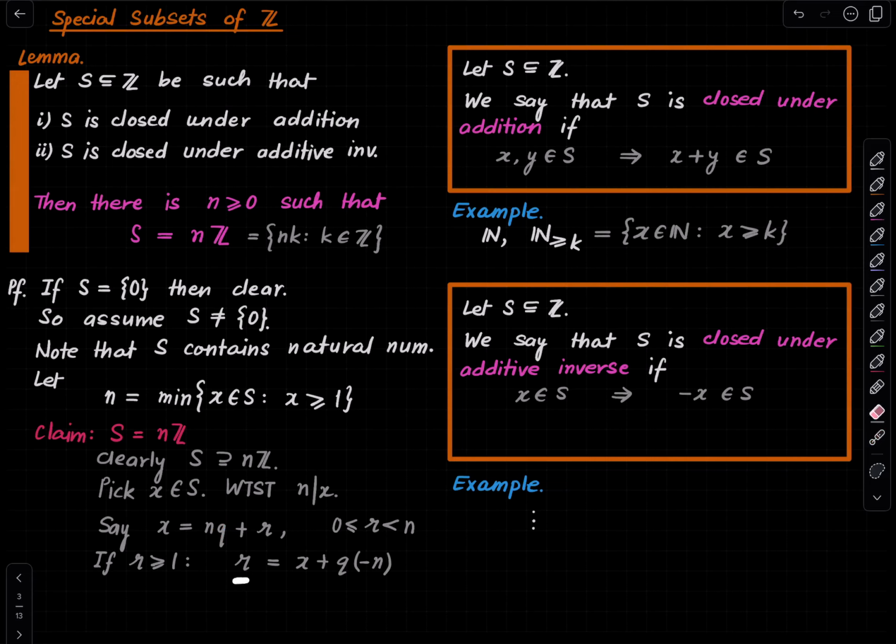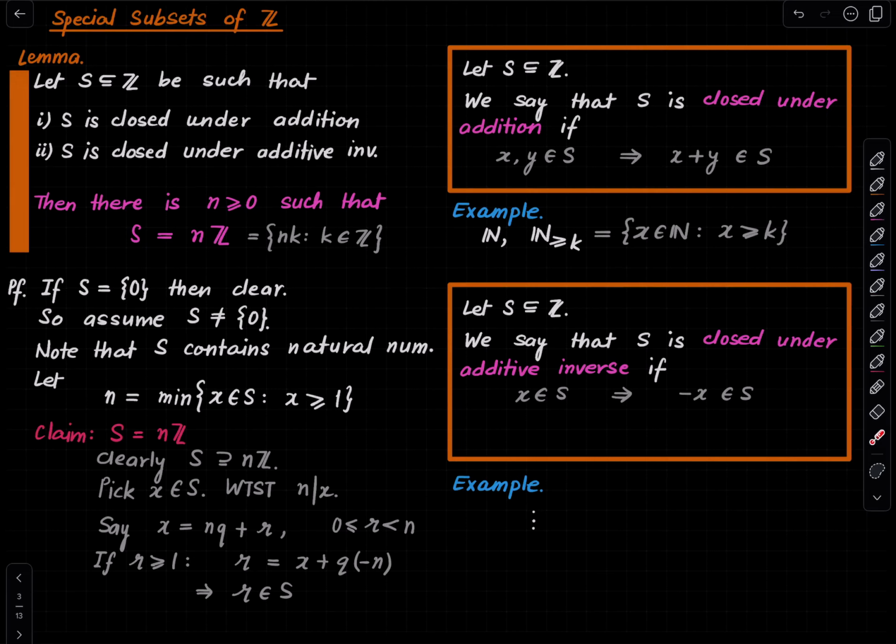So write r as this, and now since n is in S, minus n is also in S, because S is closed under additive inverses. Therefore, this is also in S, right? Any multiple of whatever is there in S has to be in S. In fact, we already showed that nz is contained in S. So this is in S. This was anyway in S. This we picked in S. So their sum is also in S, right? S is closed under addition. Therefore, r is in S.